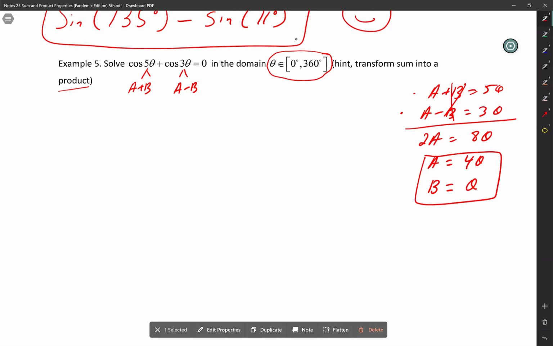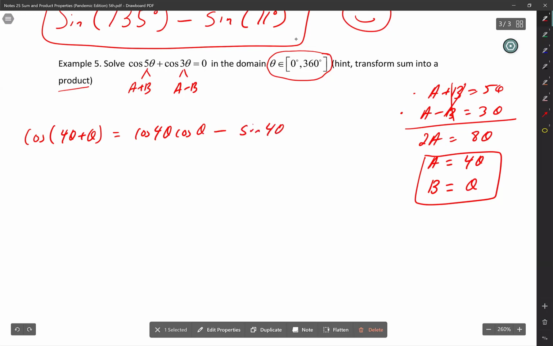So now that I know that, guys, here's what I do. I just set it up. I go cosine, here's my 5 theta, the 4 theta plus theta. And I'm just going to expand it. Cosine 4 theta, cosine theta, minus sine 4 theta, sine theta. I go right below it, and I'm going to write the other one: 4 theta minus theta, that's your 3 theta. And I just expand it. Cosine 4 theta, cosine theta, plus sine 4 theta, sine theta.